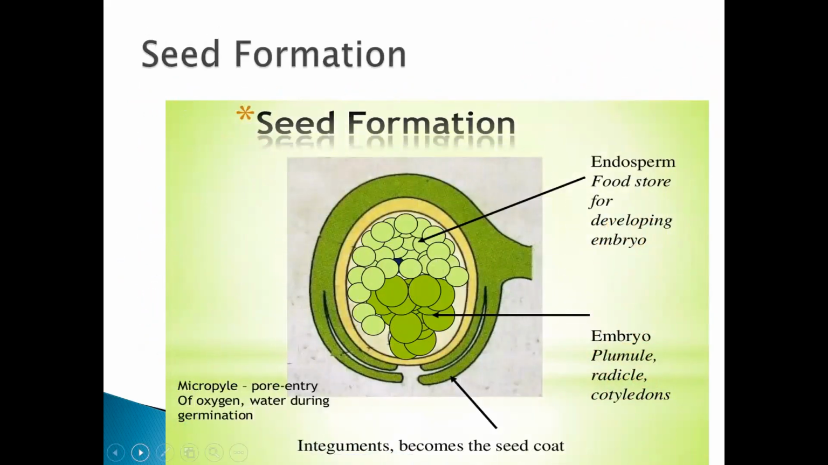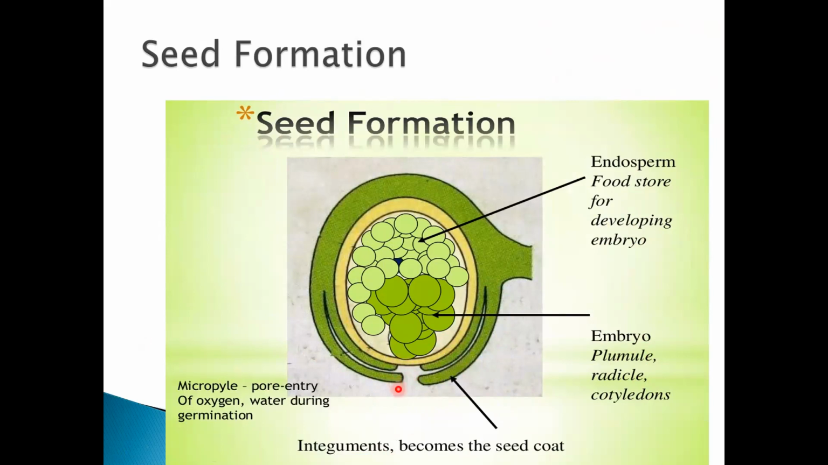Next, coming to seed formation. Now, seed formation, here students see. Here, you remember the integuments, right? These are the outer integuments, inner integuments. They become the seed coat. Like the outer integument becomes the testa, and the inner integument becomes the tegmen. These integuments become the seed coat, outer seed coat and inner seed coat.